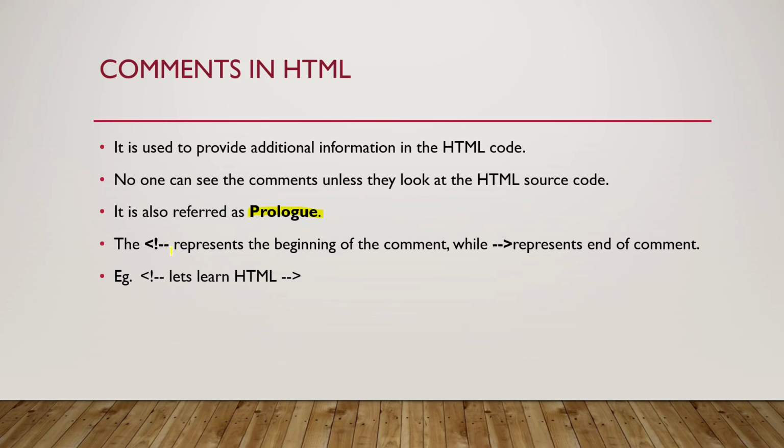These two symbols, this marks the beginning of the comment, and this symbol marks the end of the comment. So between these two symbols we have to write the thing that we don't want to show anyone. Like, for example, I don't want this statement to be seen by anyone. So I have written this one in a comment section.